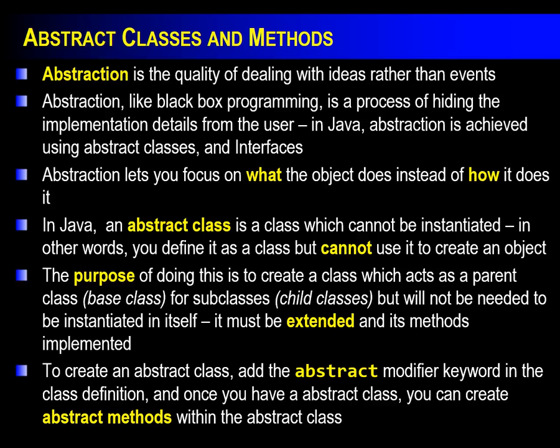Well, the purpose of making a class abstract is that it can still act as the parent class, the base class, or the superclass for any child classes or subclasses below it. So it will never get instantiated, but the child classes of it will be instantiated. Okay? So you must extend an abstract class into other classes so that its methods must be implemented.